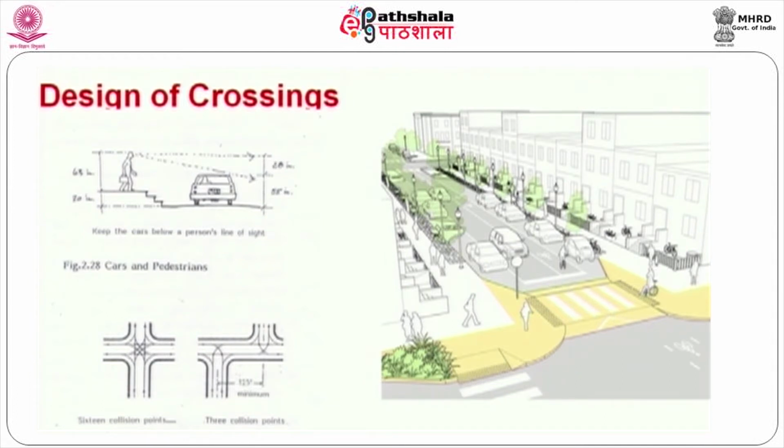This is a four road crossing. Now when you see a T junction, the distance between the two crossings should be at least 125 feet, otherwise this becomes a collision point. And the line of sight, as you see, the pedestrian should be able to see the car at any given point of time, so there should be no obstruction along the curb and at the crossings.